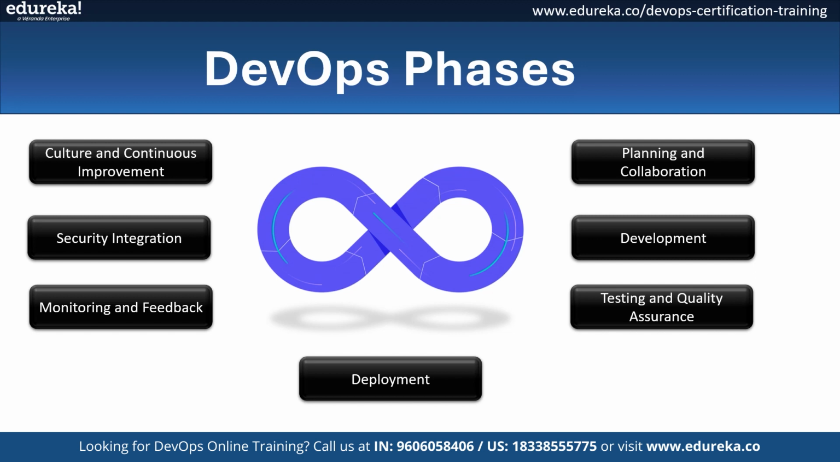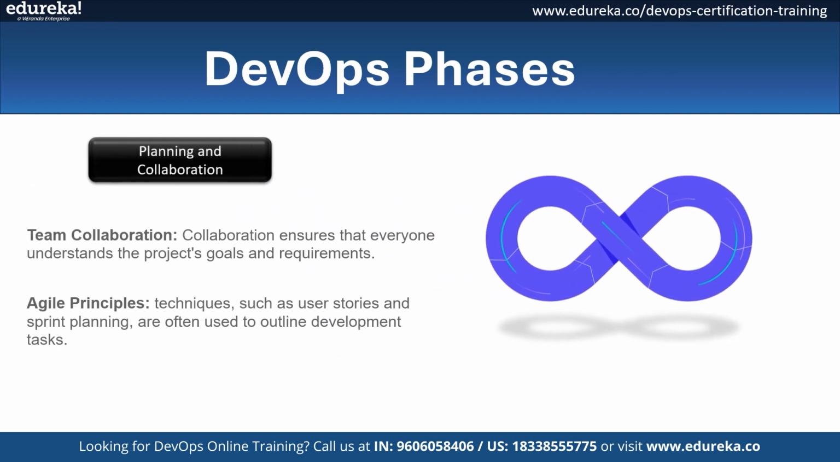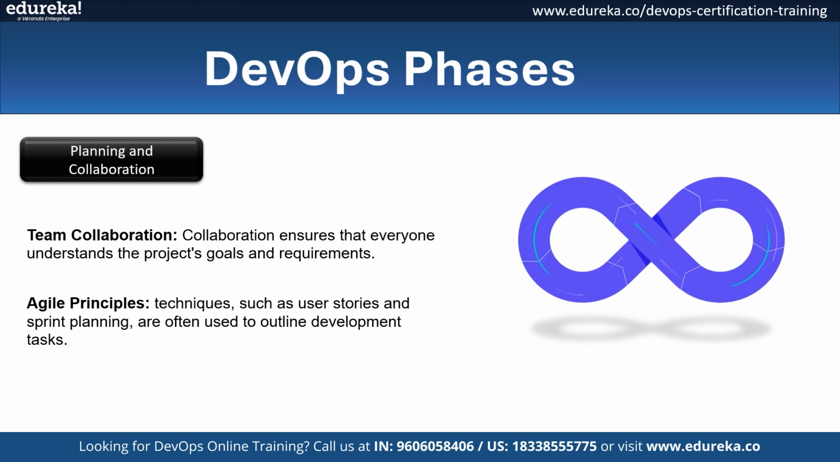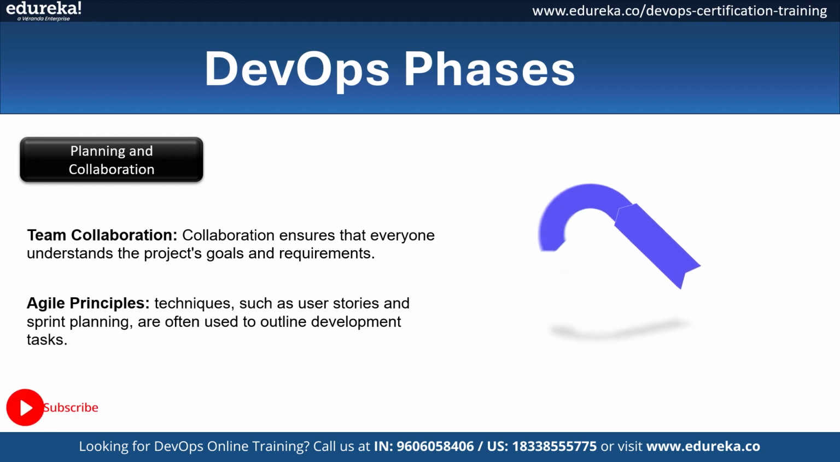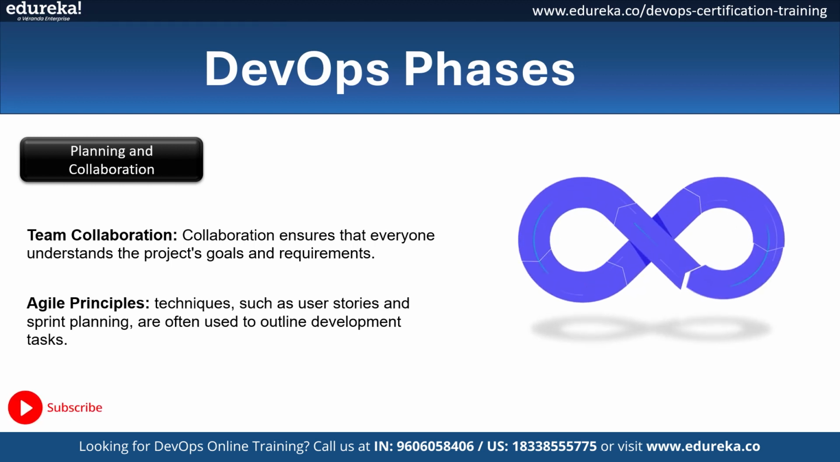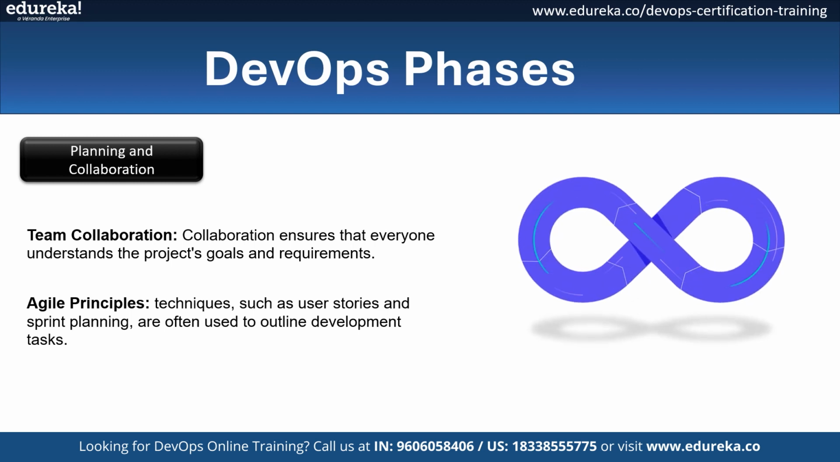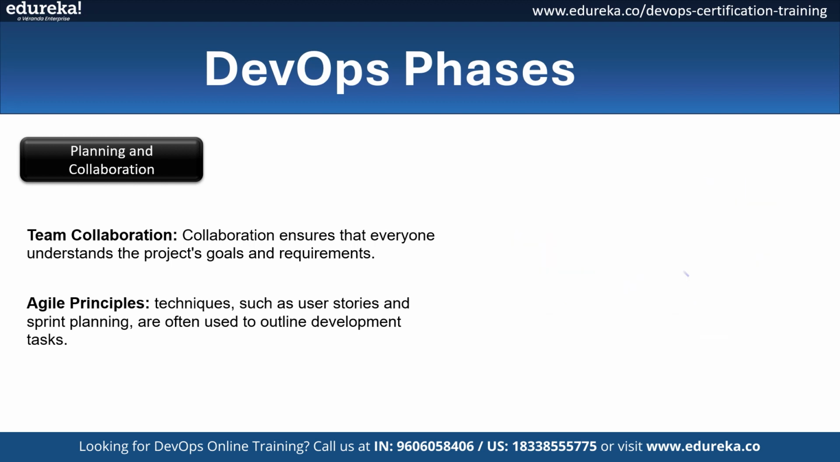So, the first phase is planning and collaborations. In DevOps, development and operations team work closely together from the initial planning stages. Collaboration ensures that everyone understands the project's goal and requirements. As I had said before, many DevOps practices are rooted in agile methodologies. And here, agile planning techniques such as user stories and sprint planning are often used to outline development tasks.